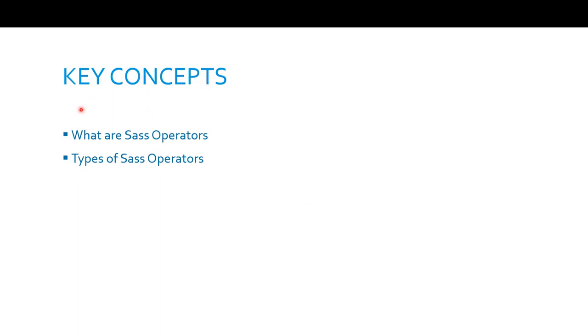So the key concept we'll be looking at is basically what Sass operators are. We want to know what Sass operators are and then the types of Sass operators. So that's basically the key concept or the learning objective. At the end of this lecture, you should be able to know what Sass operators are, and also know the types of Sass operators. That is basically what you will learn after taking this lecture.